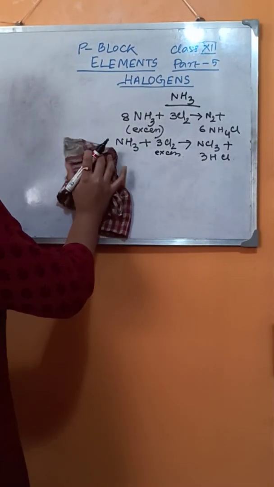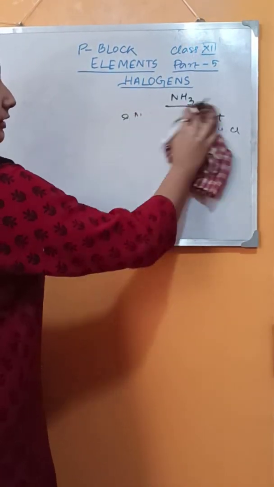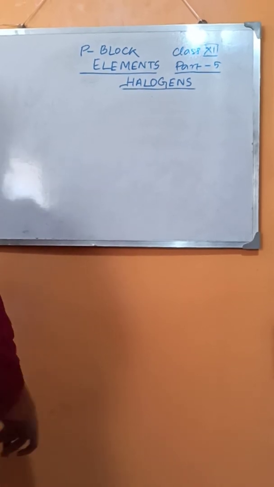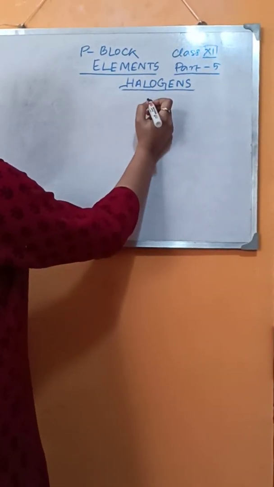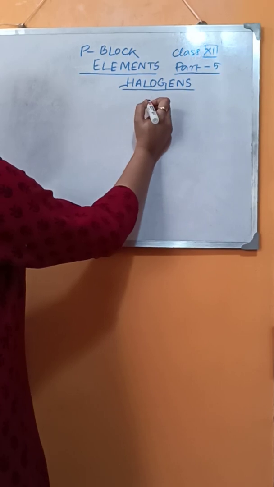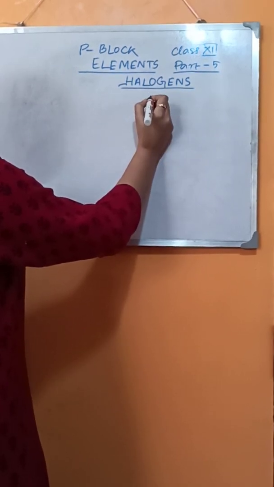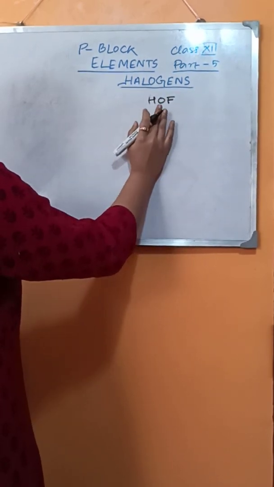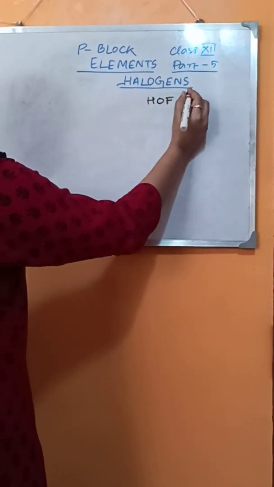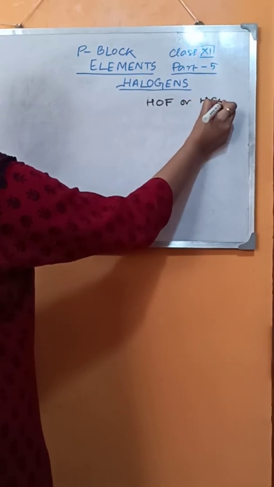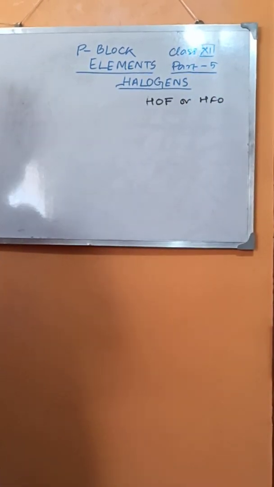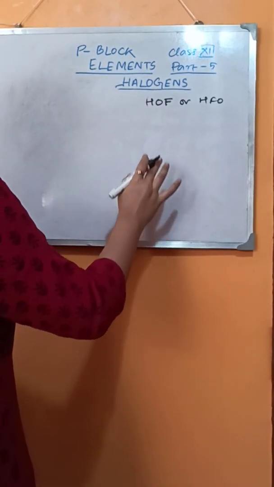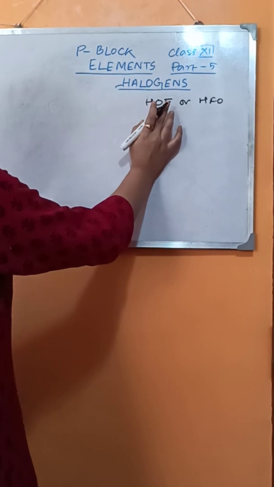Okay, the next part is oxo acids. This is another very important part. Very important part. Oxo acids. Fluorine, because of its small size and very high electronegativity, can only form hypofluorous acid. You can write this like this, or HFO. Hypofluorous acid. It does not form other oxo acids. It only forms hypofluorous acid.